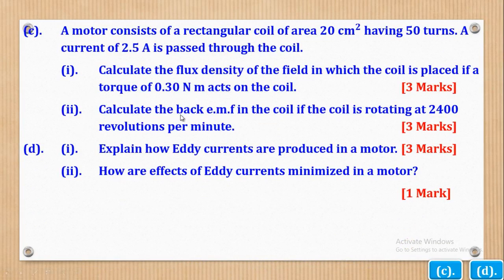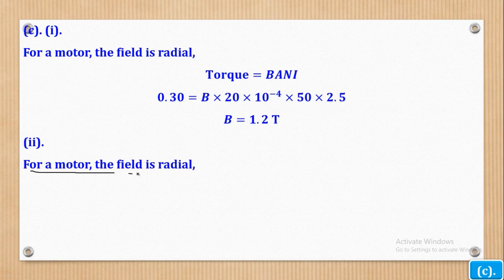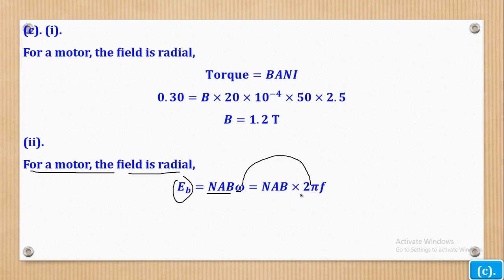Roman 2 says calculate the back EMF in the coil if the coil is rotating at 2400 revolutions per minute. Note that's per minute. So you come and say that for a motor the field is radial, we already know that. Therefore back EMF is equal to NAB omega. This omega in terms of frequency will be 2 pi f.